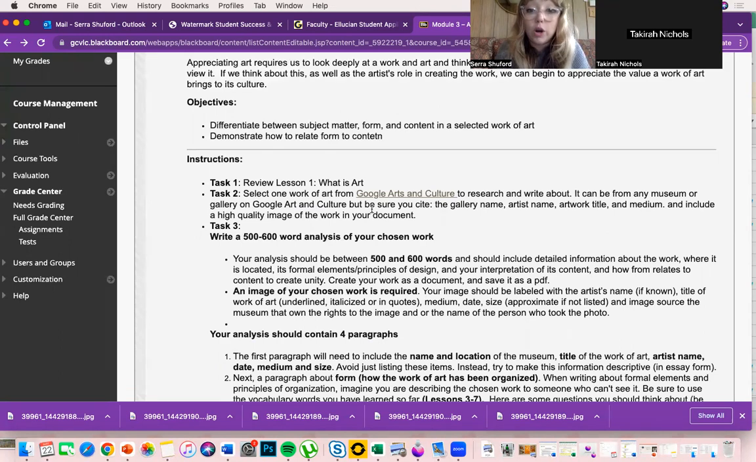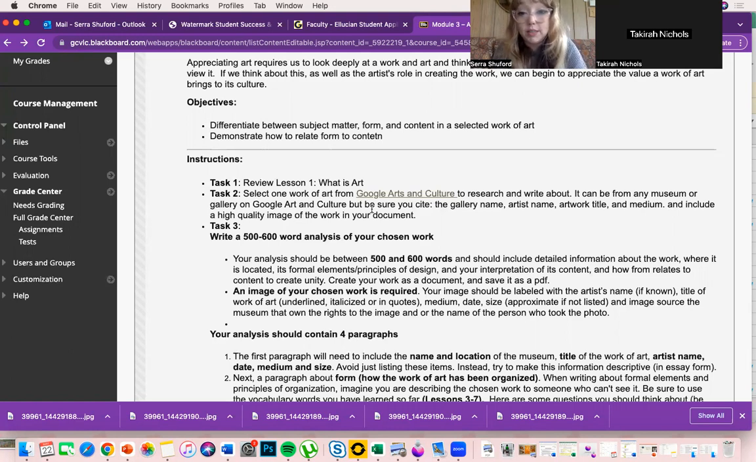You will select one work of art from Google Art and Culture. It cannot be the one that you chose for your icebreaker assignment. You need to choose a different one since you've already done research on that one. It can be from somewhere else too, but Google Art and Culture will definitely have all the information that you need to elaborate further on the assignment.